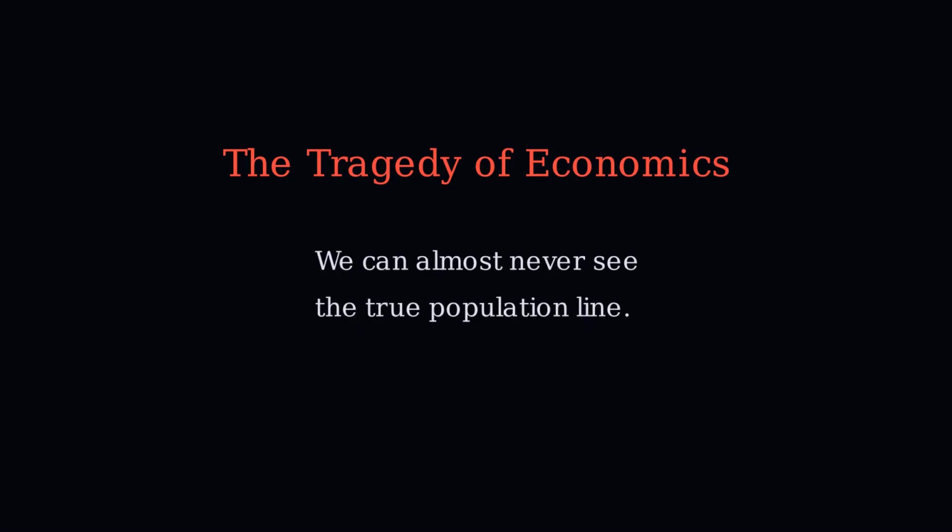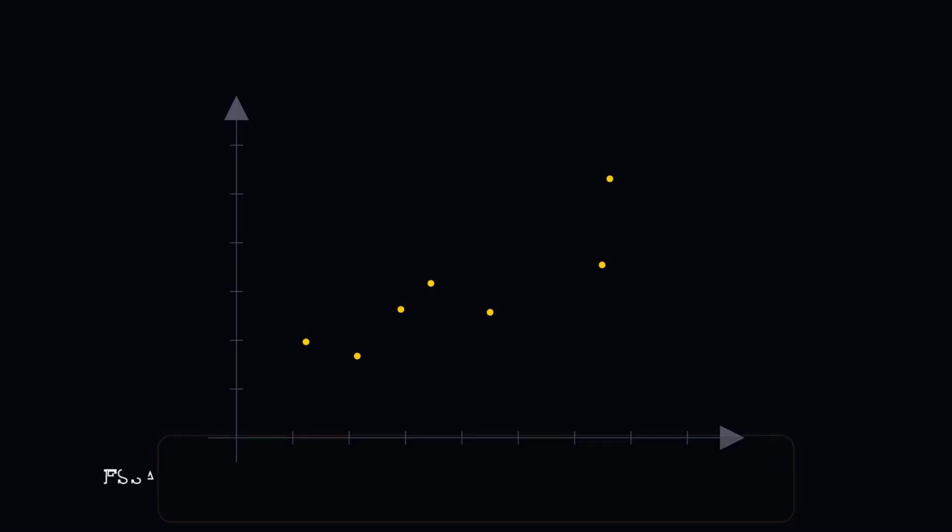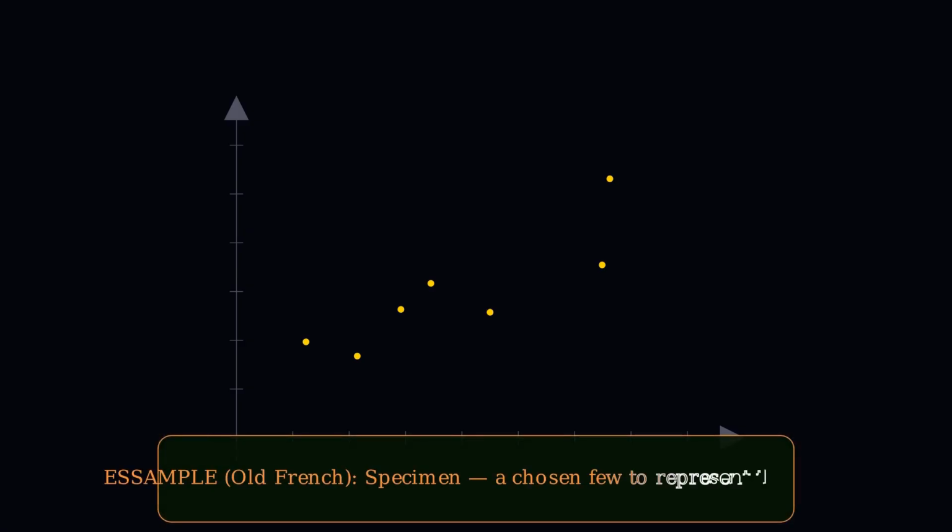Here is the tragedy of economics. We can almost never see the true population line, because we rarely have data for the entire population. We only ever hold a tiny, random fragment of reality, called a sample. From the old French sample, meaning a specimen to be tested, to survive in the dark, we build a proxy called the sample regression function, or SRF.